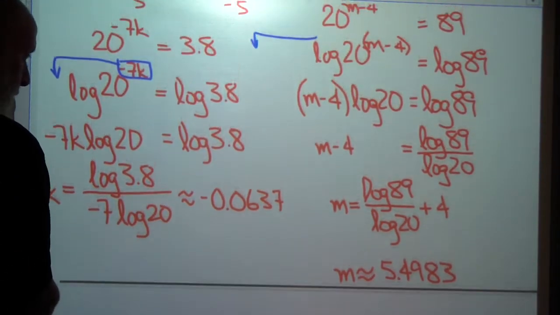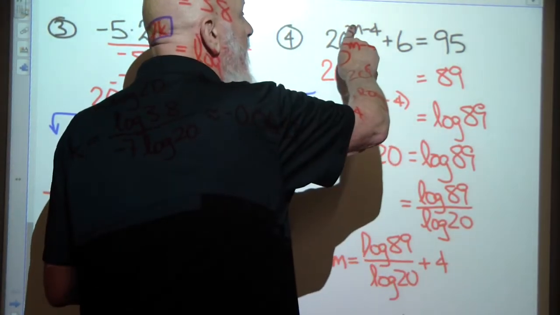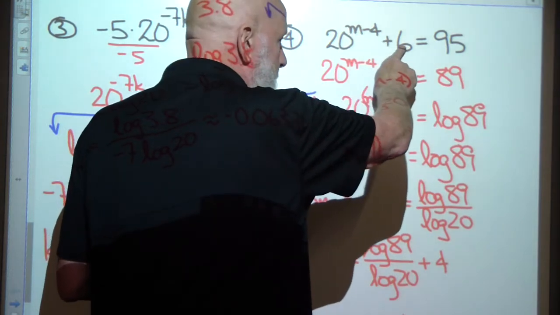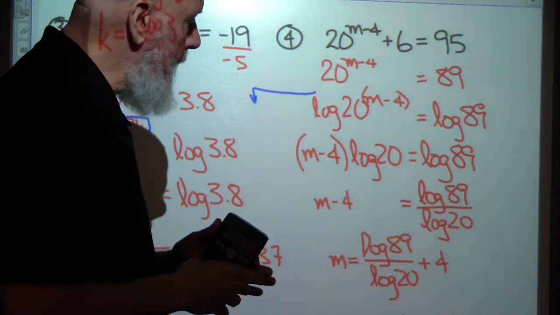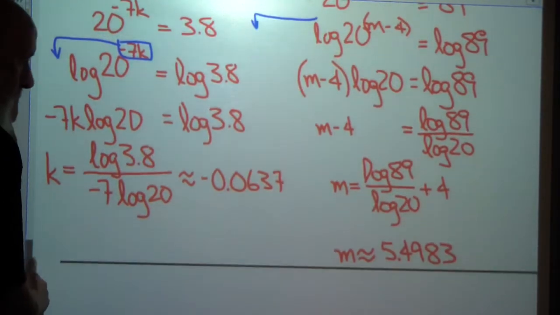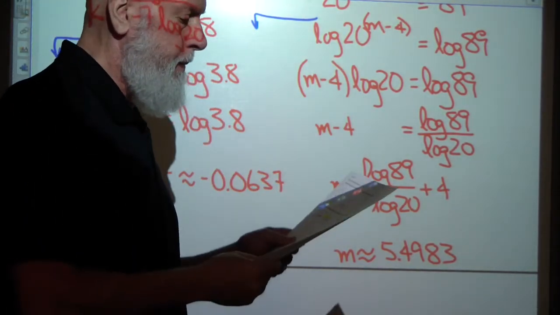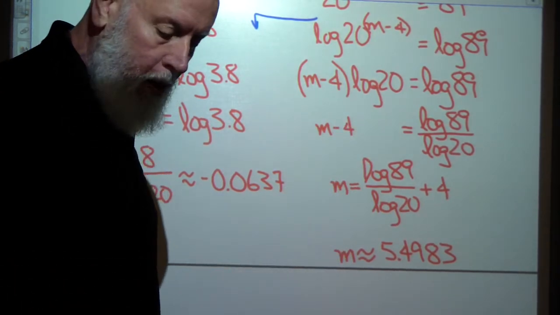If I haven't made a mistake, that means I could take 5.4983, plug it in right here, do this arithmetic, raise 20 to that power, add 6 to that, and I'll get really, really close to 95. It won't be exact because this is an approximation. Okay? And now let's check to see if I got the right answer. I'm afraid to look. 5.4983, yay! So there we go.